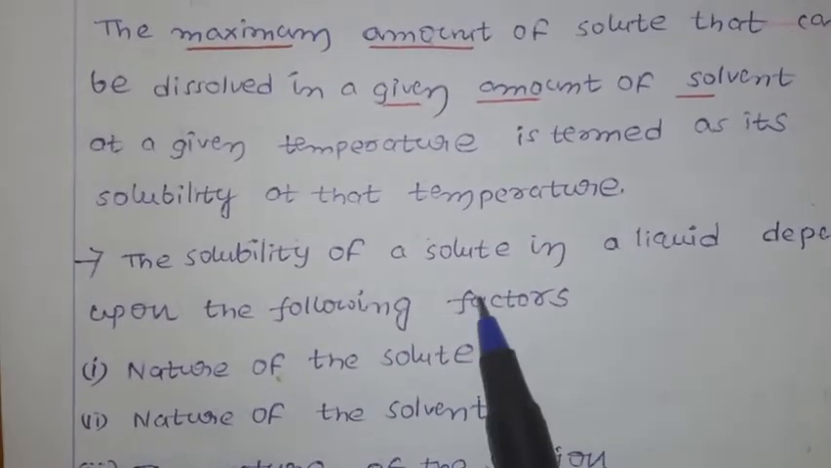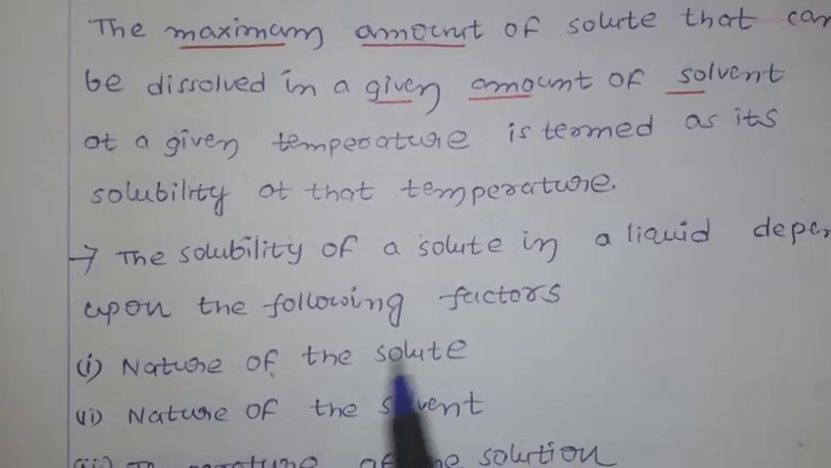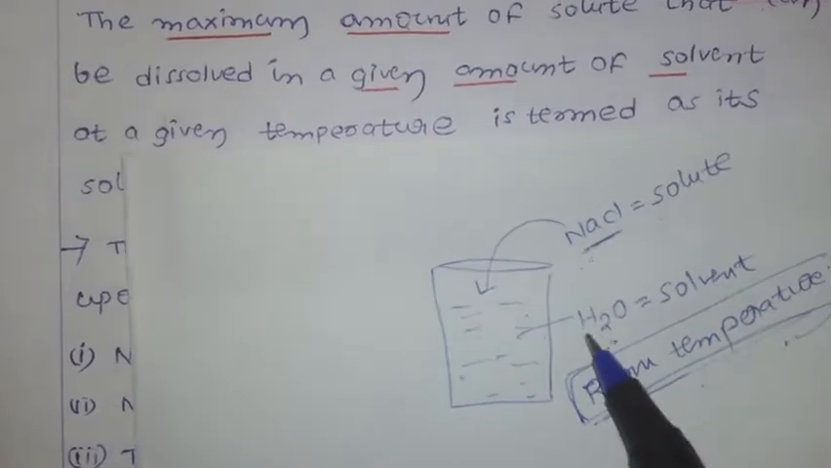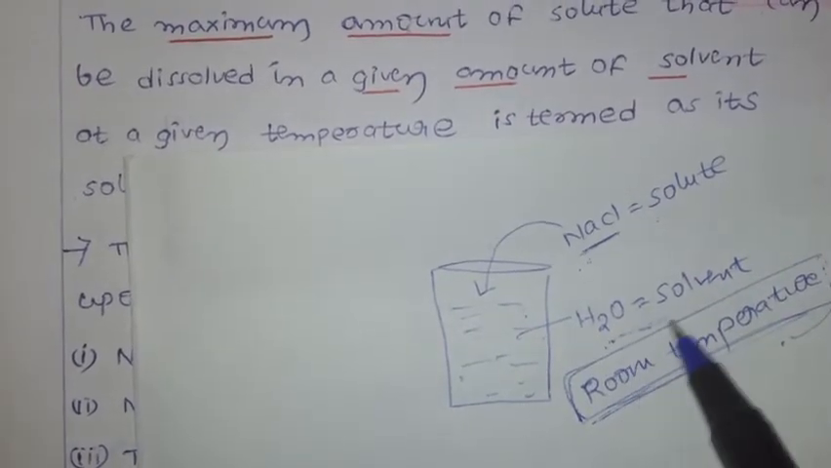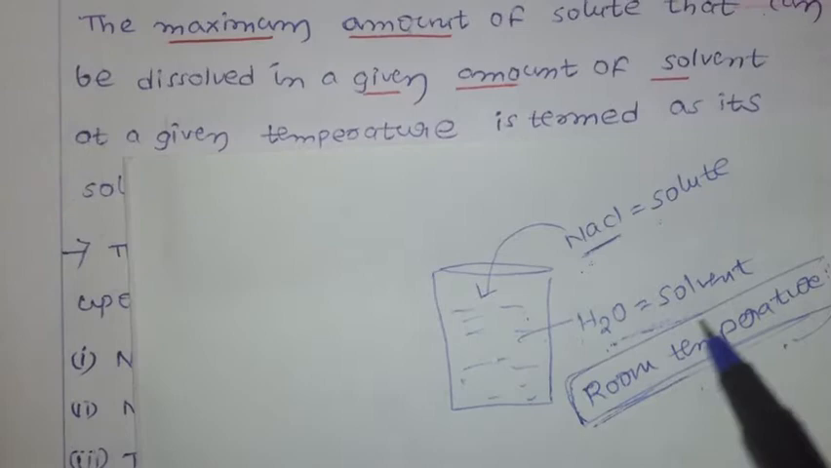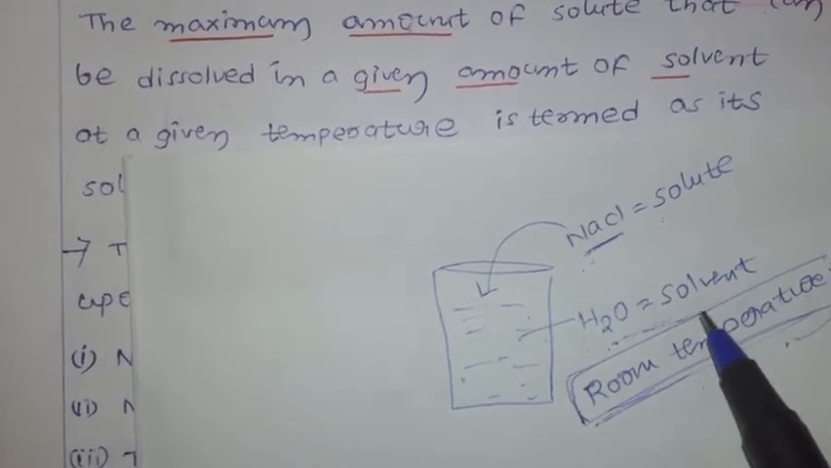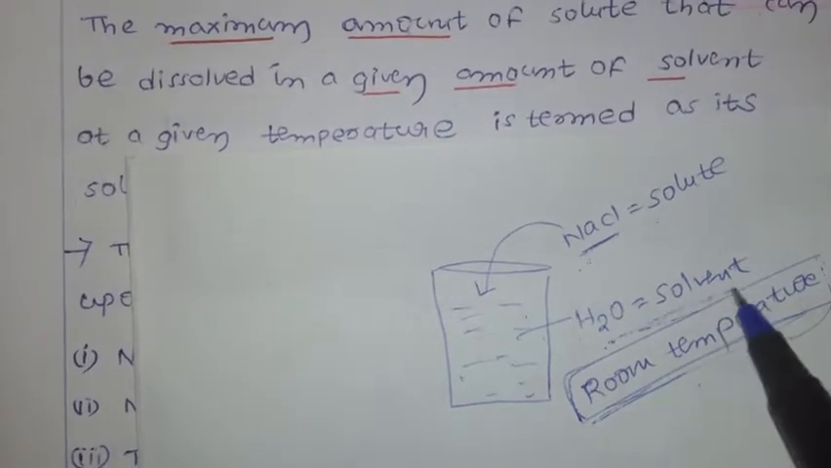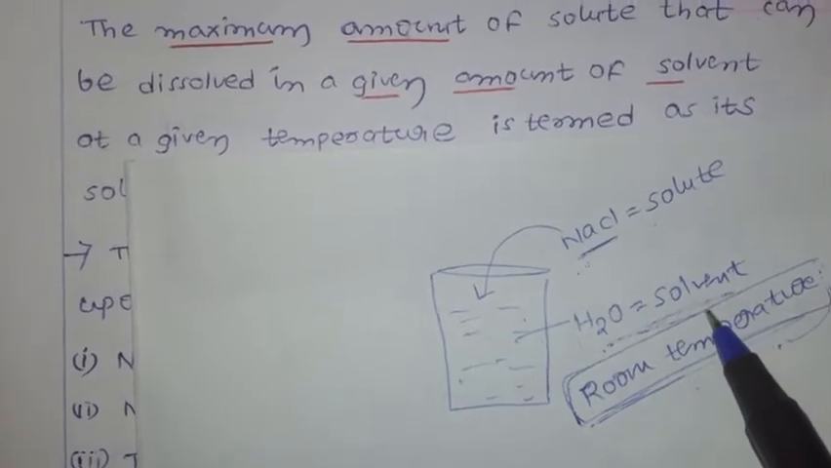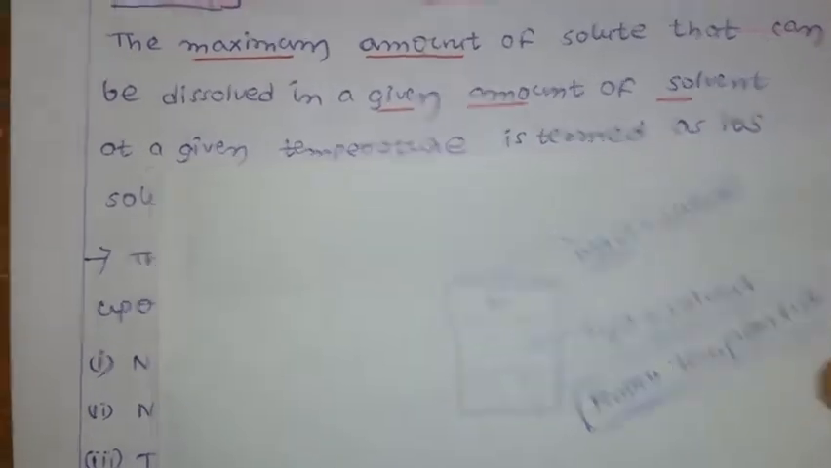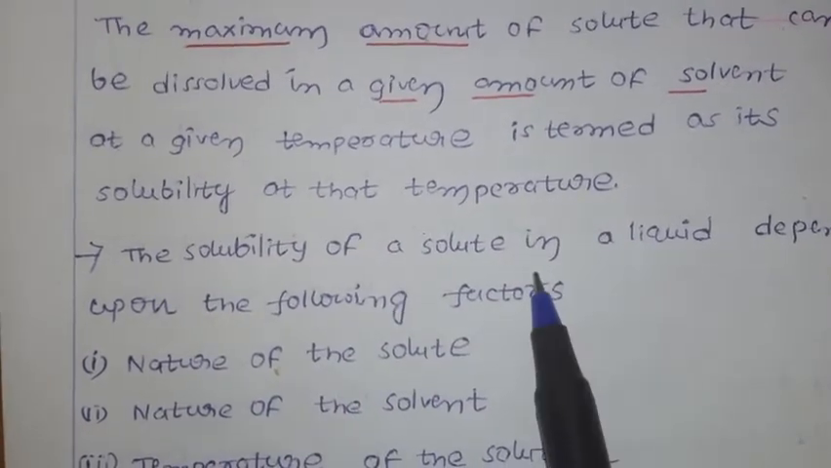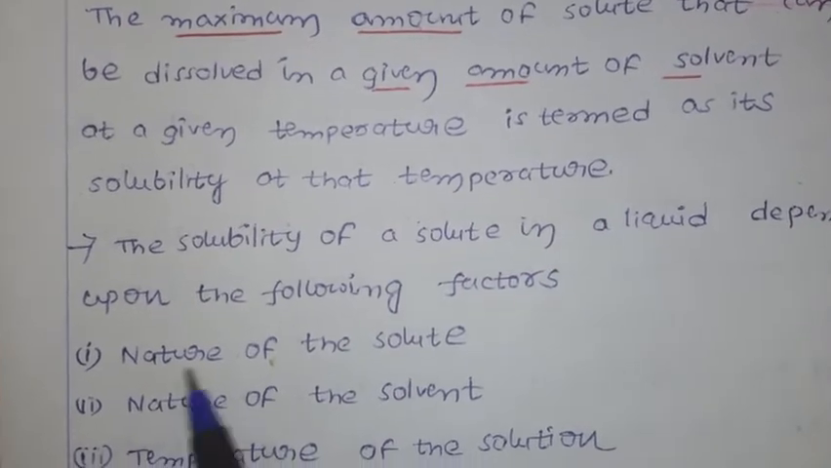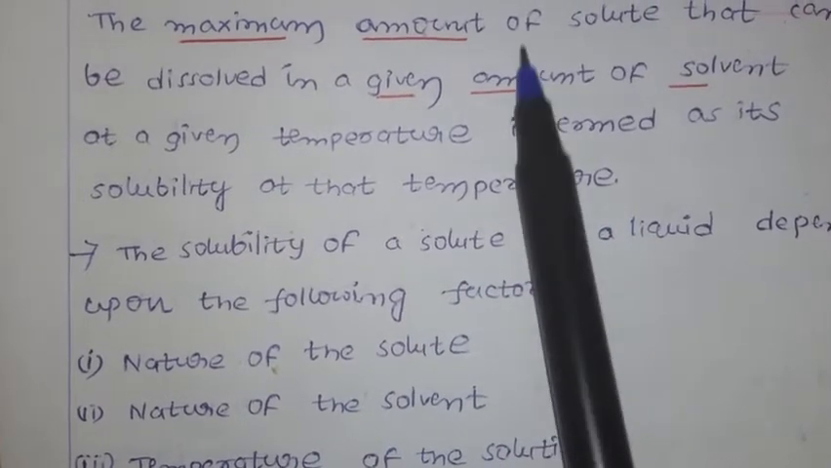Let us see now. The solubility of a solute in a liquid depends upon the following factors. Here we are taking the solvent as a liquid. We discussed the types of solutions: liquid solution, gaseous solution, and solid solution. If the solvent is a liquid, it is called a liquid solution. Now I am talking about the solubility of a solute in a liquid, where the solvent is a liquid, and it depends on the following factors.